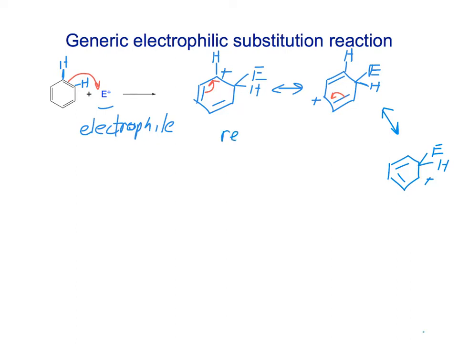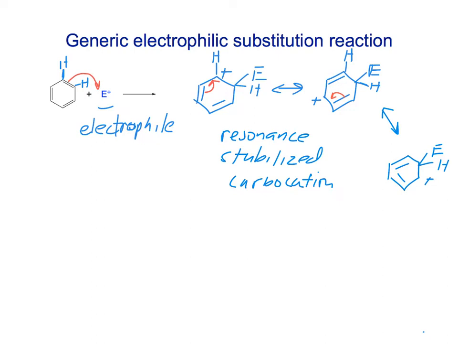So we could just call this a resonance stabilized carbocation. All right, so if this was doing just an electrophilic addition reaction, then we would have some nucleophile that would react with the carbocation, right? And it could, in theory, react at either of 3 positions to, in this case, give 2 different products, right?